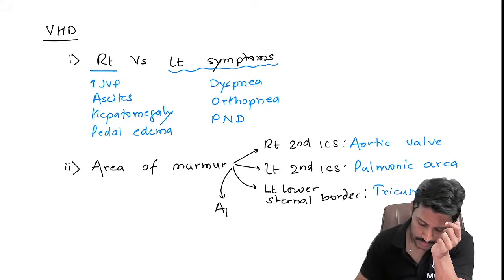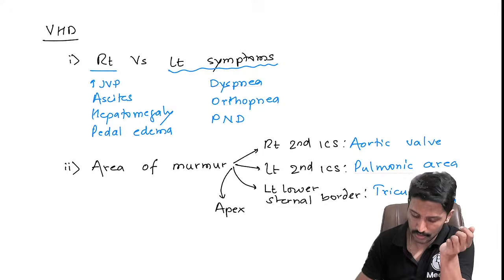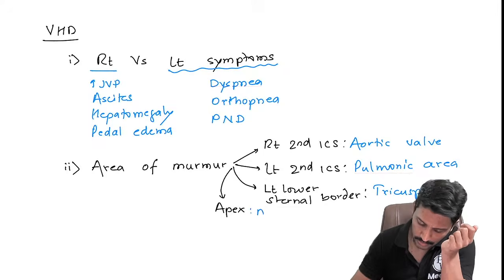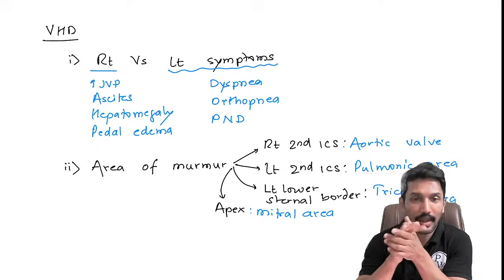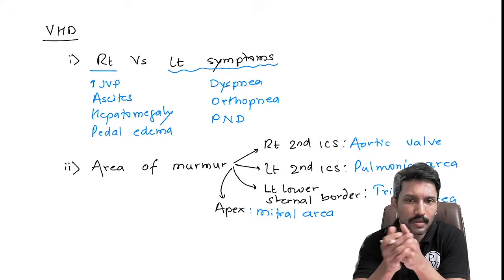The last one is the apex or apical impulse, the point of maximal impulse that we can feel on the chest, and that's your mitral area. So if the question mentions that the murmur is best heard at the apex, it means it is coming from the mitral valve. So it could be MS or MR.